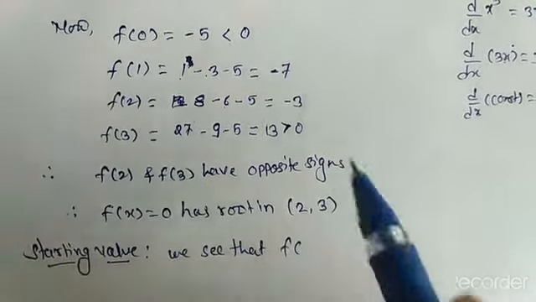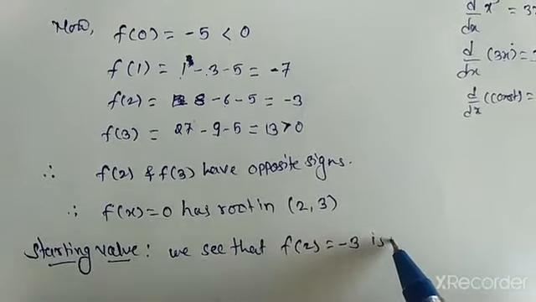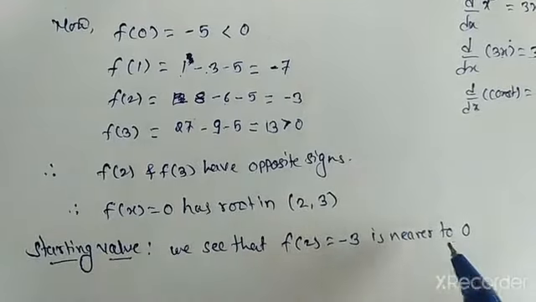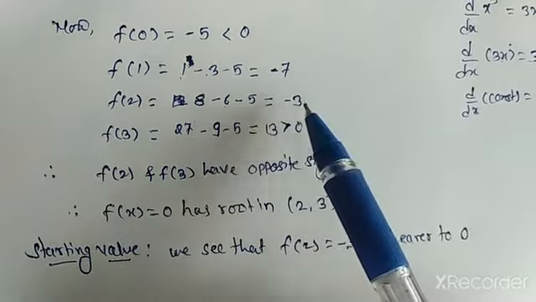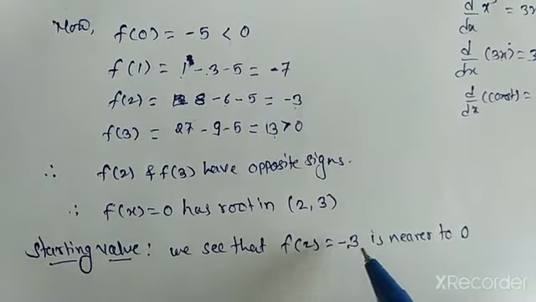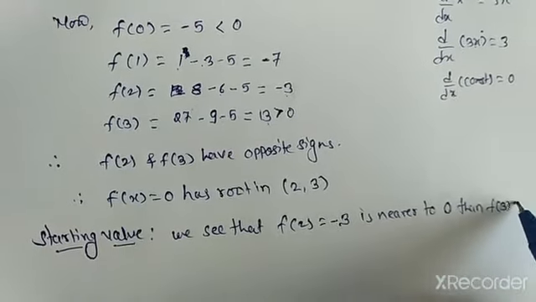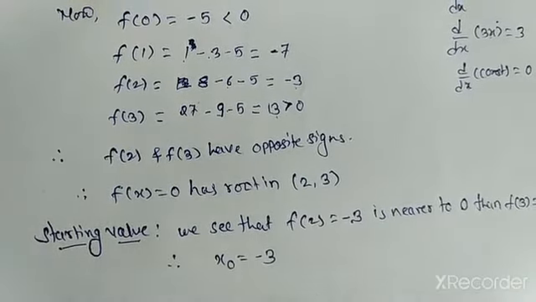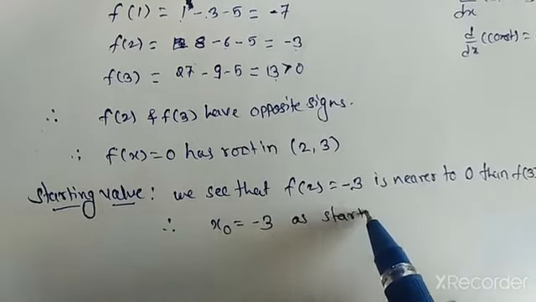So for the starting value we see that f of 2 is equal to minus 3, which is nearer to 0. We have to check the nearest value to 0. So here it is minus 3 and 13. Nearest value is minus 3. So we take f of 2 is equal to minus 3 as the nearest. Then f of 3 is equal to 13. Okay. So we consider x naught is equal to 2, and we take this as the starting value.